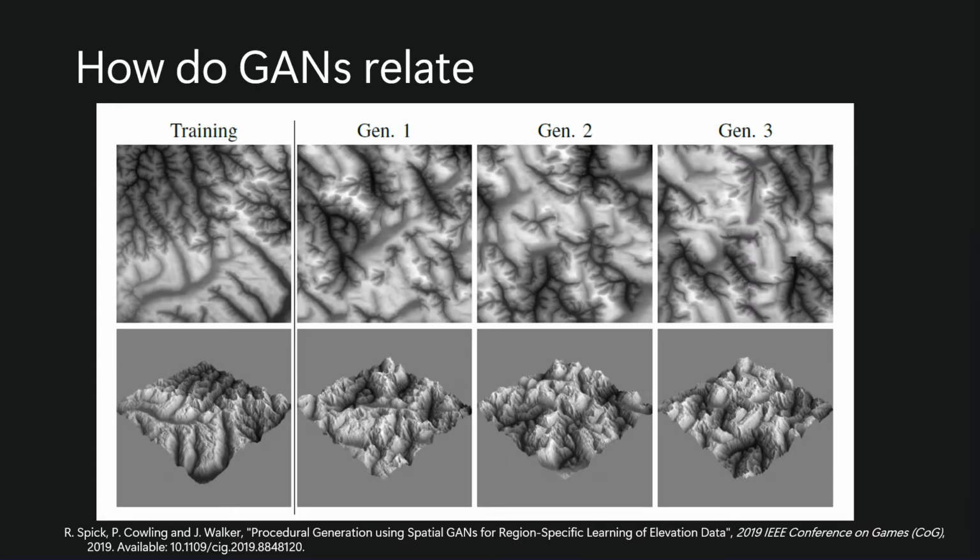But how do GANs relate? Generative adversarial networks, or GANs, operate by having two opposing networks, one that will attempt to create forgeries of the training data, while the other will be attempting to learn which examples are real or fake. This leads to a network that can create examples of the input data with astonishing accuracy. GANs have been shown to learn terrain height map images and be able to replicate them with stunning results as shown in the images, with the training image being on the left with the various generated examples shown to the right of it. This was done by Ryan Spick, Peter Cowling, and James Walker back in 2019. However, their method was still only using 2D height maps and not true 3D data.